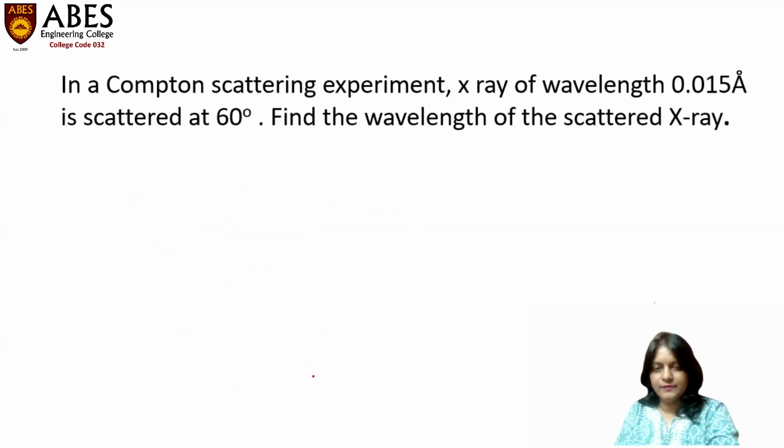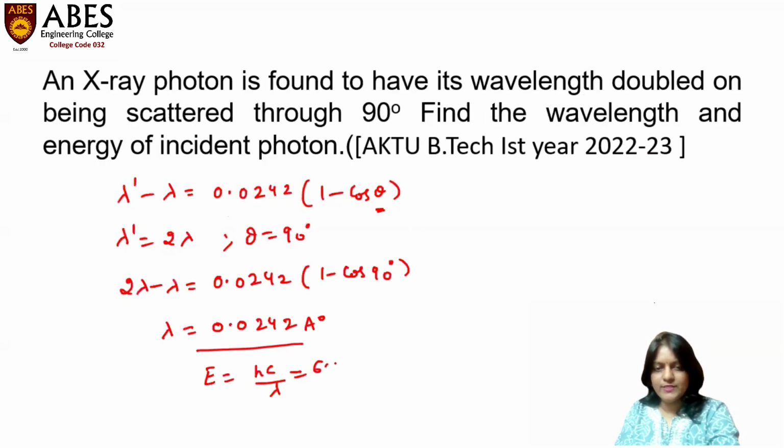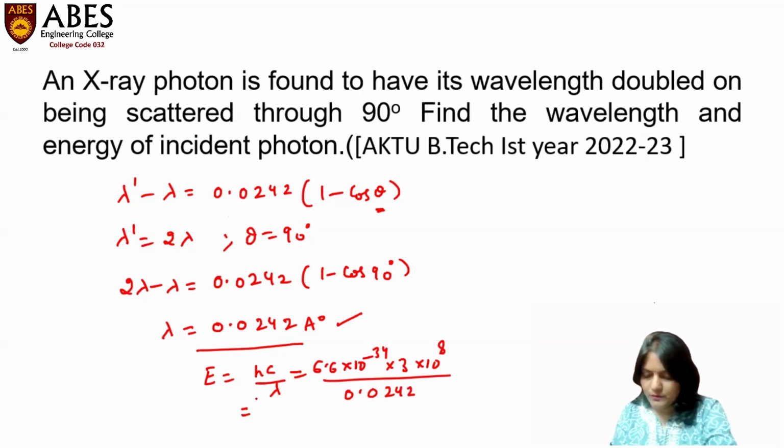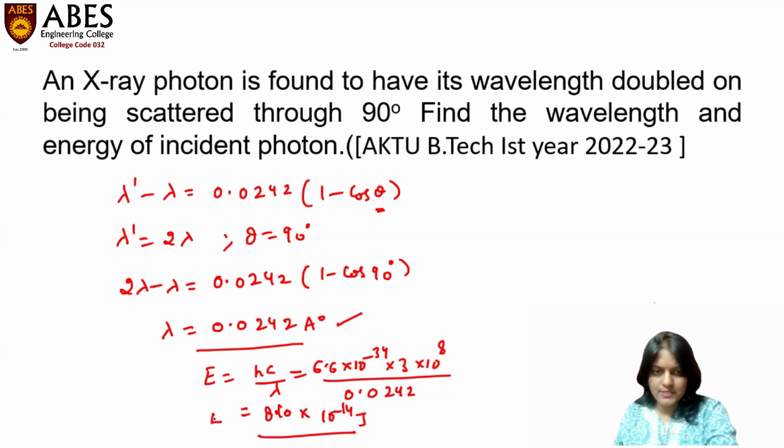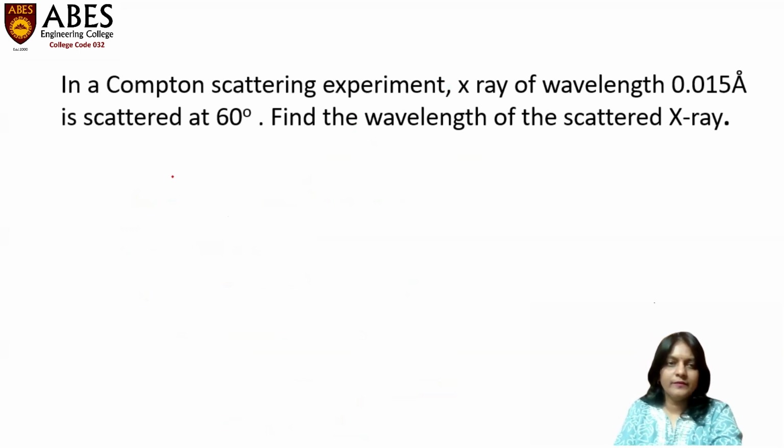And the energy E is equal to hc by λ. We know h is 6.6 × 10^-34, c is 3 × 10^8, and λ we already calculated for the incident photon: it is 0.0242. Solve it. It comes to 8.10 × 10^-14 joule. This is the energy of the incident photon, 8.10.